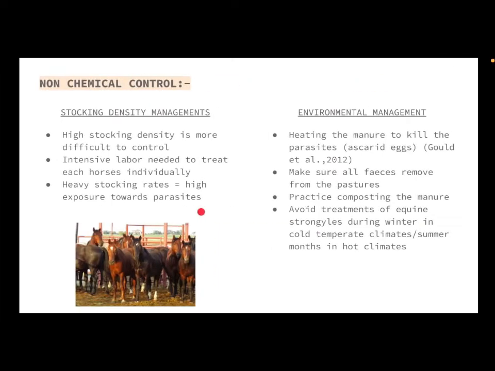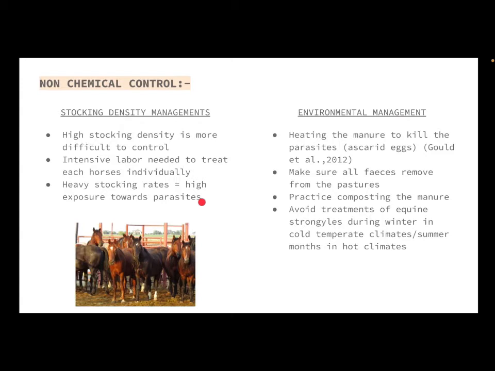Next, moving on to the non-chemical control, we can emphasize stocking density management. Many horses or many different owners may make it more difficult to control, and it will eventually increase the stocking density. High stocking density will lead to intensive labor needed to treat each horse individually. So, heavy stocking rates will result in a consistently high level of parasite exposure, that even the best deworming program can be of no use after all.